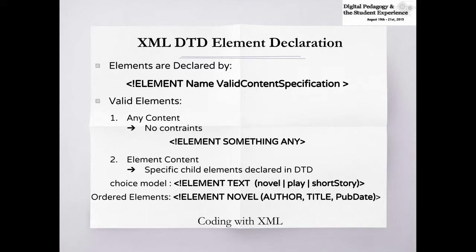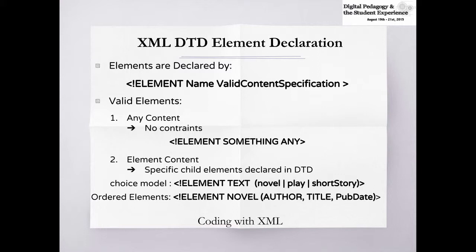Another example of element types is element content. This contains specific child elements that are declared in the DTD. And this example over here with the text can either have novel, play, or short story as its elements. It is called a choice model, and only one of these elements or tags can appear within this element.